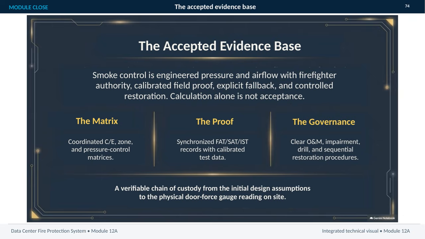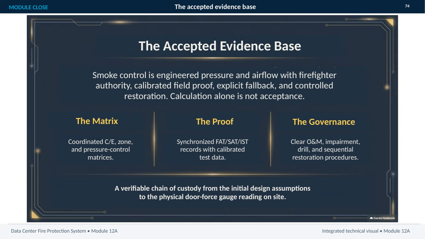First is the matrix, coordinated control and equipment matrices that show how the system is expected to respond across zones and pressure control functions. Second is the proof, synchronized FAT, SAT, and IST records, supported by calibrated test data rather than assumptions. Third is governance, including clear procedures for operation and maintenance, impairments, drills, and sequential restoration.